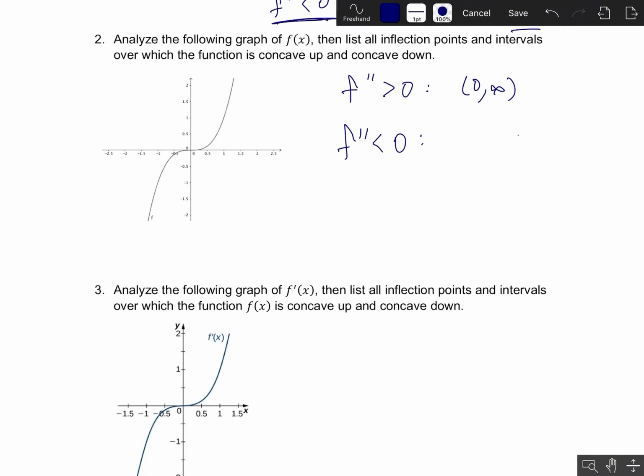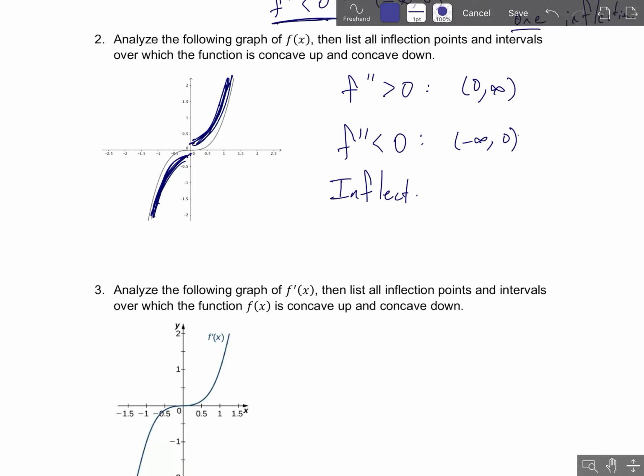And then similarly, if we wanted f double prime to be negative, we're looking at the concave down portion. That would be over here, and that would be on the interval from negative infinity to 0. And then lastly, if we wanted to find the inflection points, it looks like there's just a single inflection point here. We go from being concave down to concave up, and that happens again at 0. So there's an inflection point at 0.